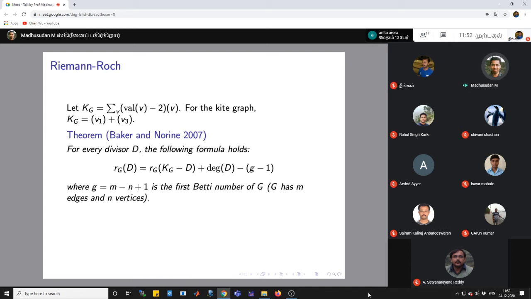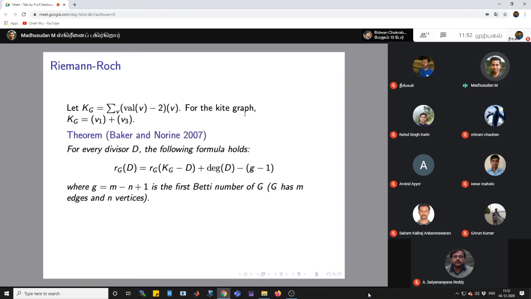So before I state it, there is one object called the canonical divisor K_G that plays an important role in this theorem. So what is this? This is a divisor which is just defined based on the graph. Given a graph G, its canonical divisor is the divisor where the coefficient of a vertex v is simply the valence of this vertex minus 2. The minus 2 is not that important, but really the point is that the coefficient is the valence of v minus this constant 2.